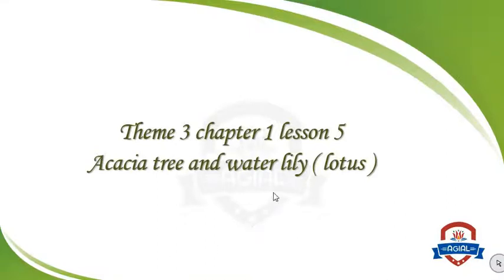Today we will start lesson 5 in theme 3, chapter 1, titled Acacia Tree and Water Lily.